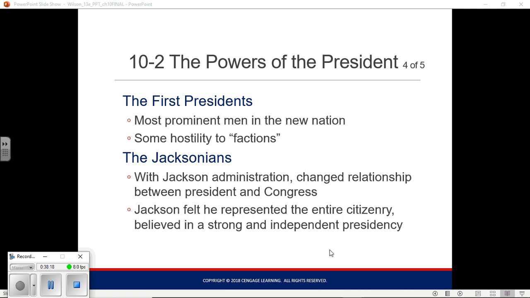Andrew Jackson also showed you what the power of popularity could do, what public opinion could do. He wasn't afraid to take on Congress. And it's also the time period he lived in.